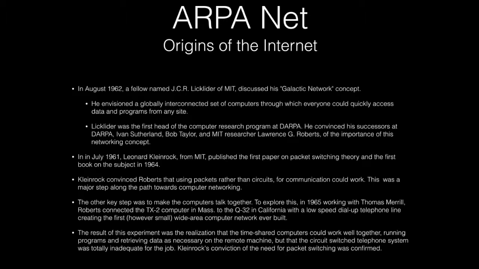So what they realized from this experiment was they could do a thing called time sharing, where computers could work together, they could run programs, they could send and receive data as needed to and from remote machines, but that what we call the phone company, the circuit switched phone company, was totally inadequate for this. It could not handle the volume of data. It could not handle all of the technical demands that required a faster connection, if you will. So this validated the work that Kleinrock had done on the idea of packet switching. And again, without going into all sorts of technical details, the difference between a circuit switched network and a packet switched network is dramatic as far as throughput for data.